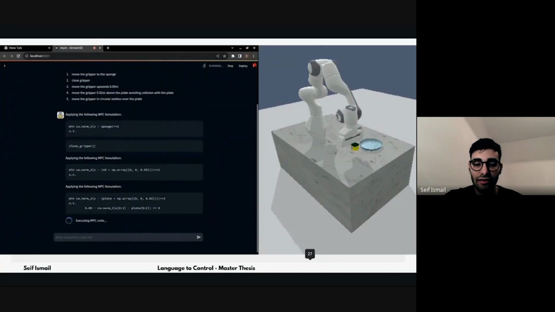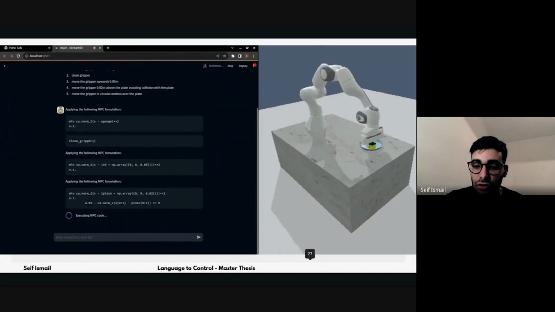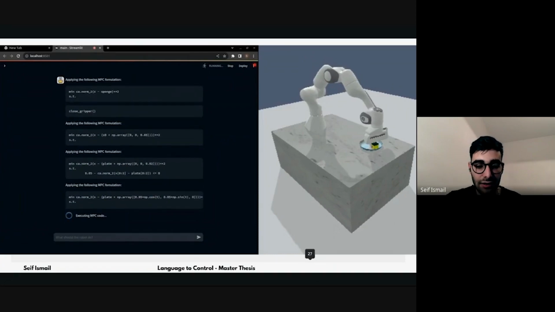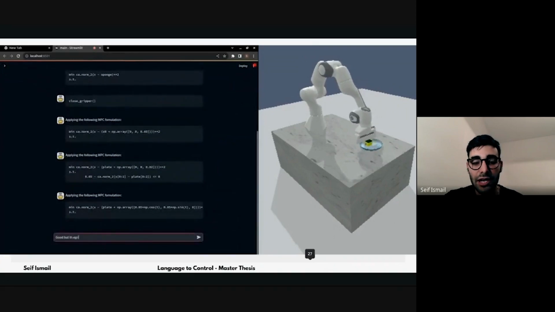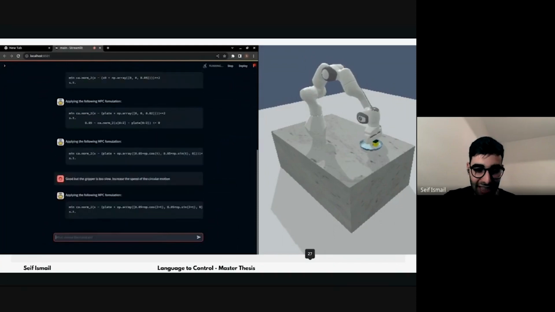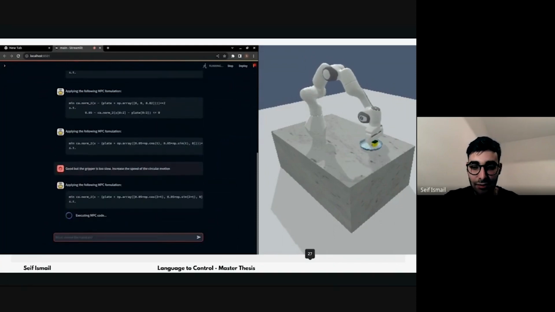And then it's going to define this, do a circular motion to clean the plate. And for each one of these subtasks, the optimization designer is designing an optimization problem, so an MPC formulation to actually clean the plate. As you can see, it starts cleaning the plate. It's a bit slow, so I can give it feedback. I say, okay, actually, it's a bit slow, just go faster. And it's able to understand what I wrote before, and so increase the required velocity of the gripper.